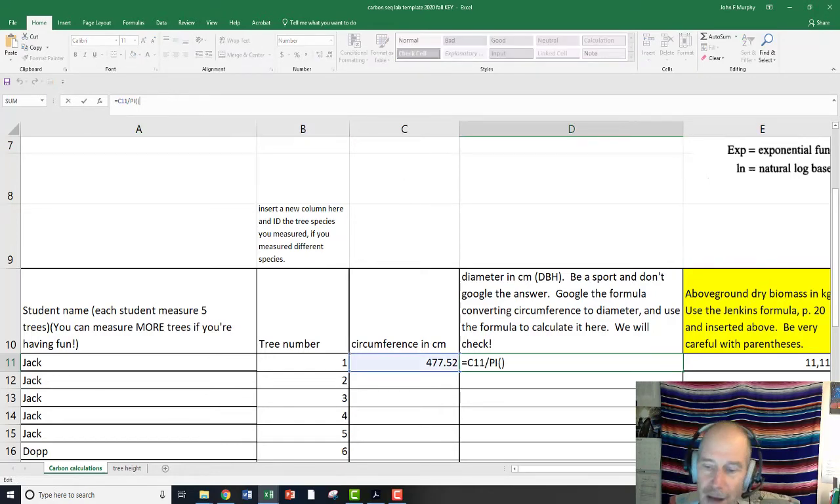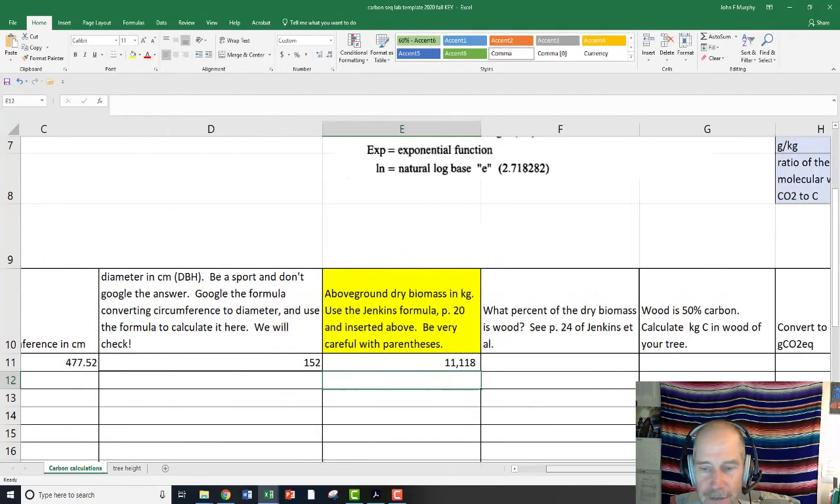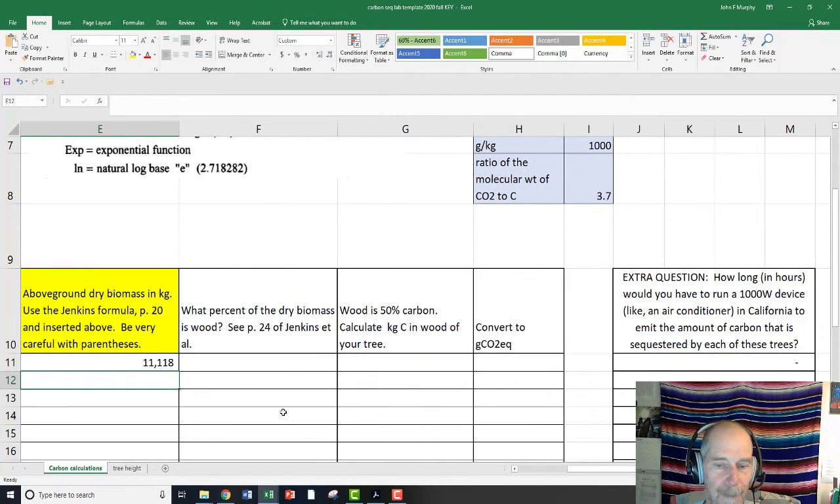So I don't know. You guys check me. I think it's okay. Gonna go with it. Let's do the next one. Actually, you can do the rest by yourself. It's not that hard. What percent of dry biomass is wood? I will help you with this.